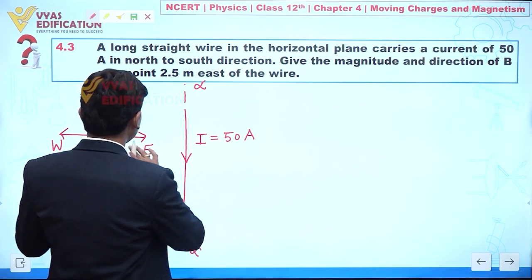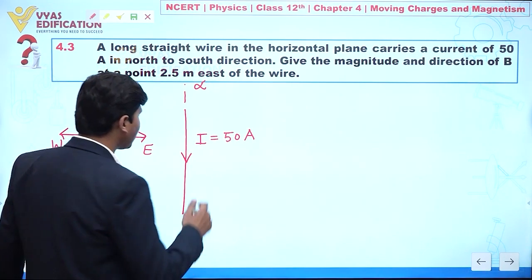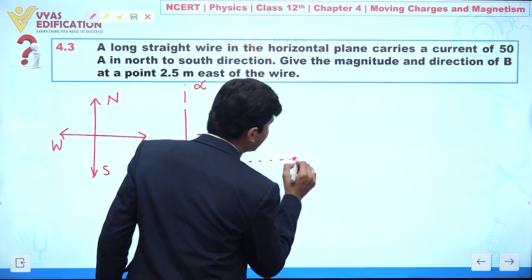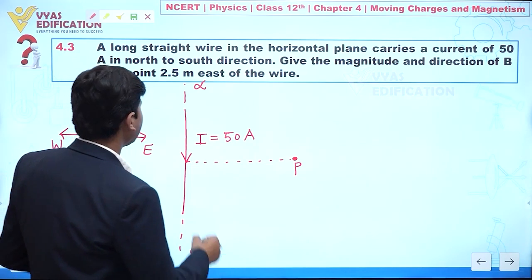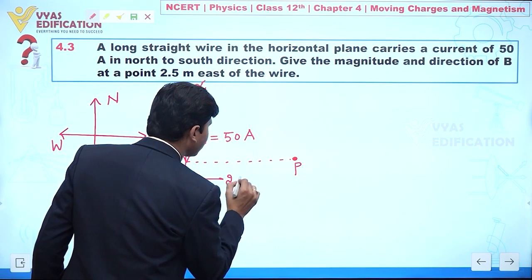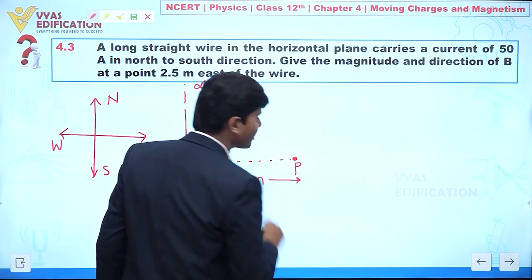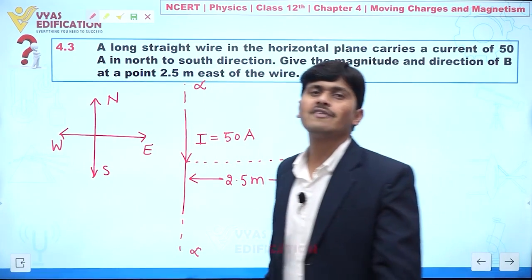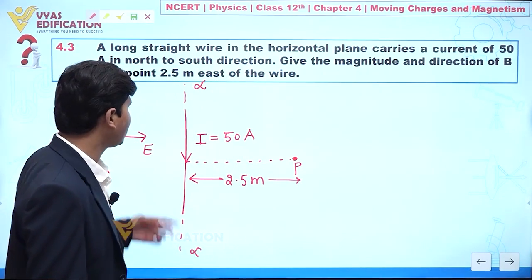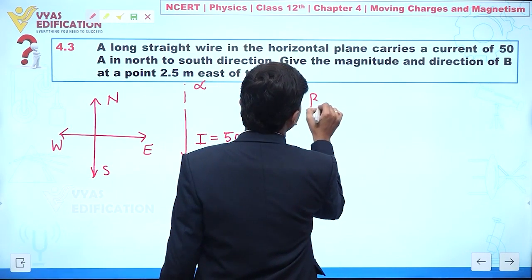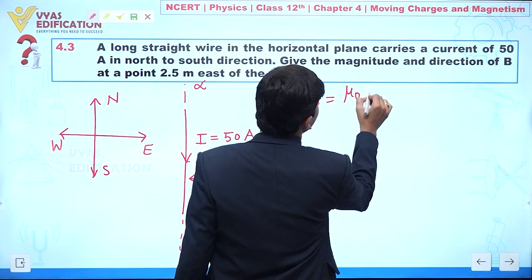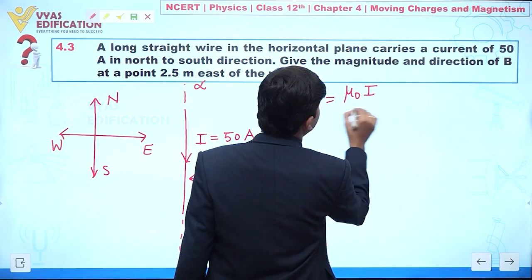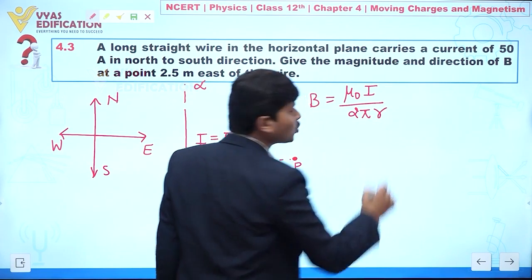East lies on the right side. So I am taking this point P, where we have to find the magnetic field, at a distance of 2.5 meter. Now again we have a very long wire. So whenever we have a long wire, how can we calculate the value of the magnetic field? The magnetic field is calculated by one formula: mu naught I upon 2 pi r.